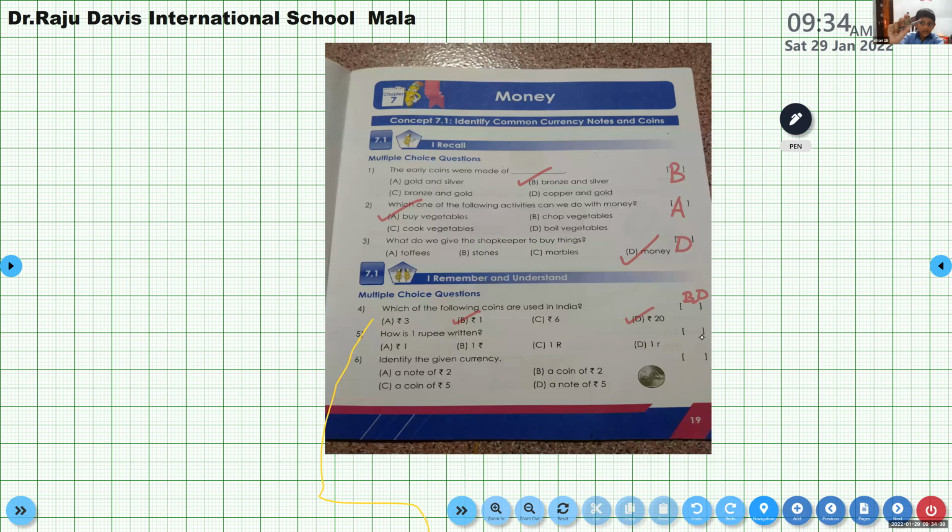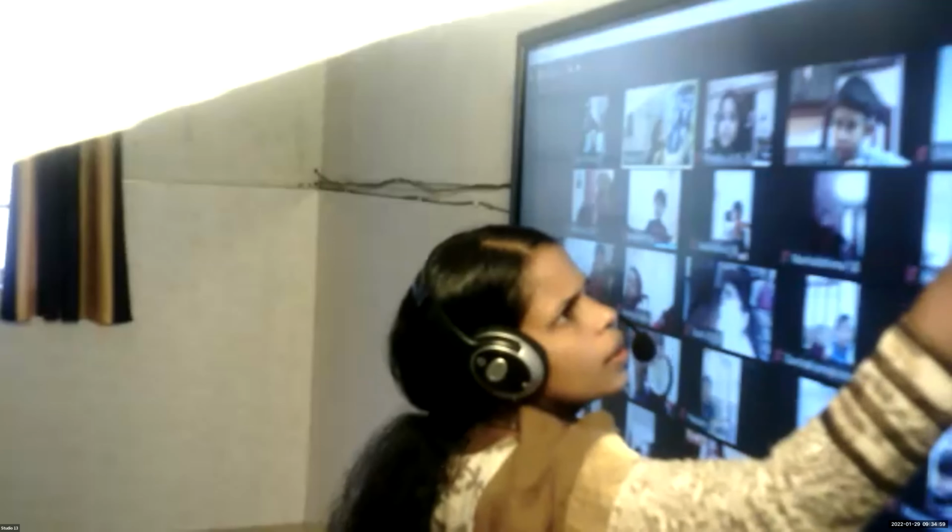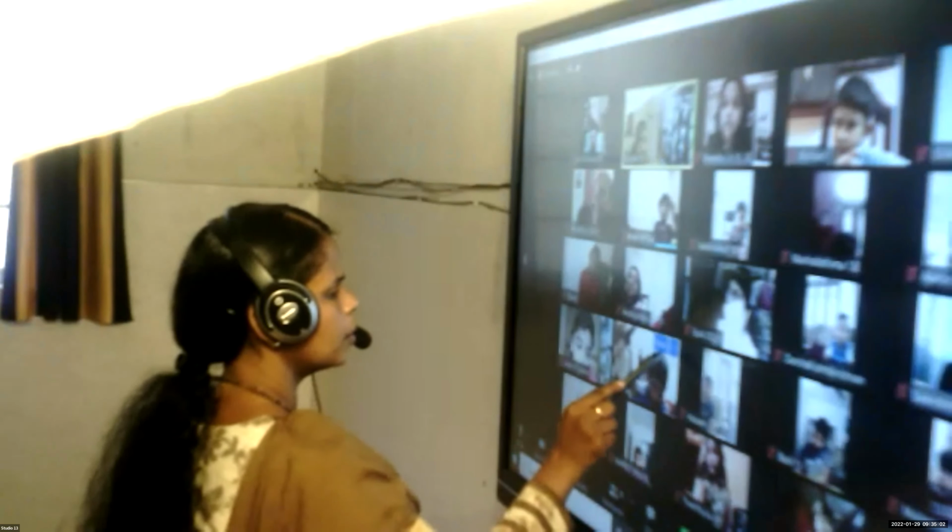Ma'am, rupees 20. What rupees 20? Coin. It is a 20 rupee coin. Okay, Ishan, 1 minute. See, Ishan is showing a 20 rupee coin. So those who didn't see, you can see now. Yes, it's written 2020. Okay, very good, Ishan. Inside that, so many coins are there.